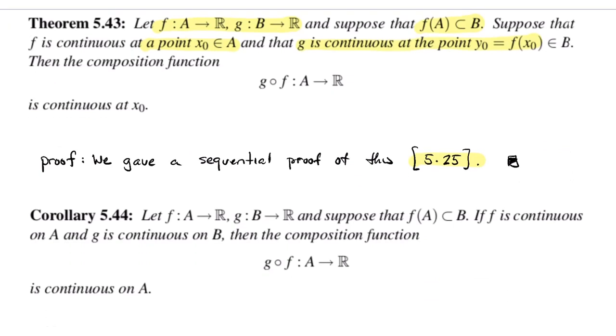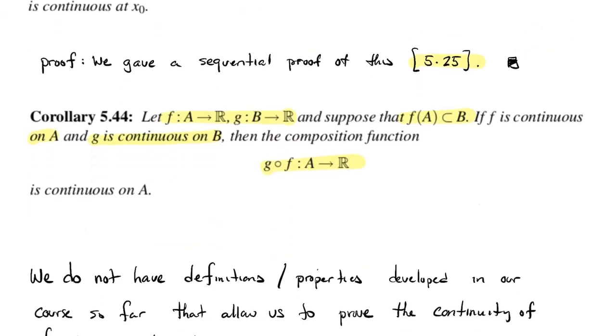That Theorem 5.43 was stated at a point; if it's true for all points, so if you have two functions f and g, the image of f is contained in the domain of g, and f is continuous at every point in A, and g is continuous at every point in B, then their composition is continuous. Okay, so the composition of continuous functions is continuous. It gives another binary operation, again, provided that you can compose functions on that set C of A above.